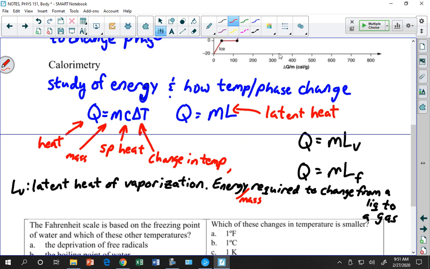What's the F stand for? Huh? No, that's a good guess, but no, that's not it. It has to do with solids. You think of an F word that has to do with solids. I'm sorry, don't answer that. LF is the latent heat of fusion. And it's the same. It's the energy required, or the energy per mass, to change from a liquid to a solid, or vice versa, from a solid to a liquid.